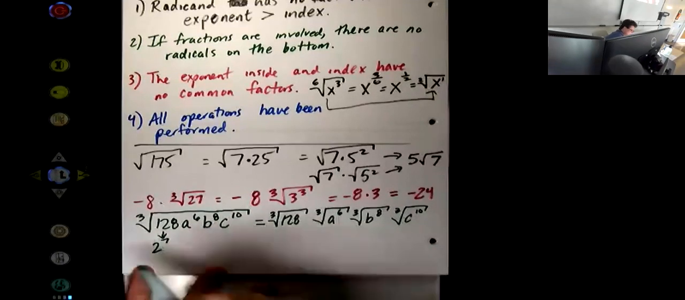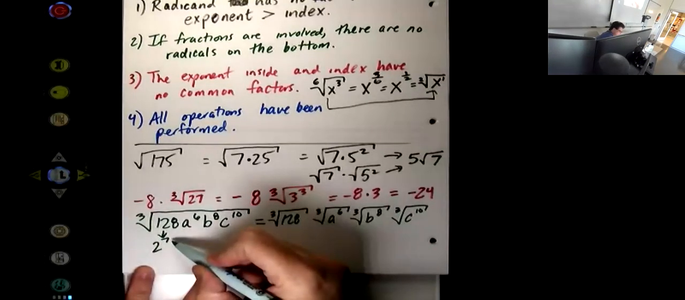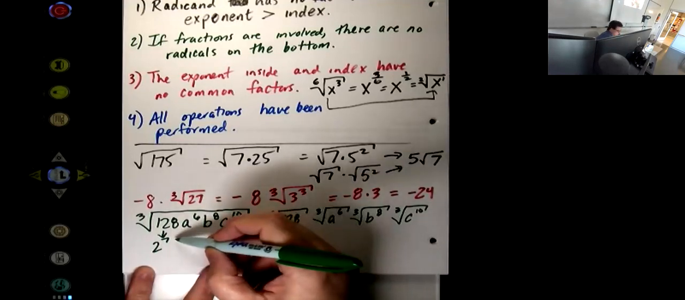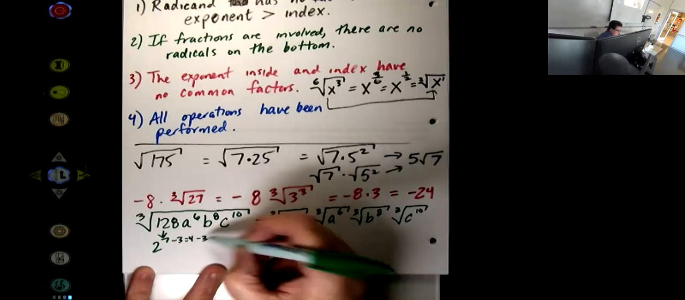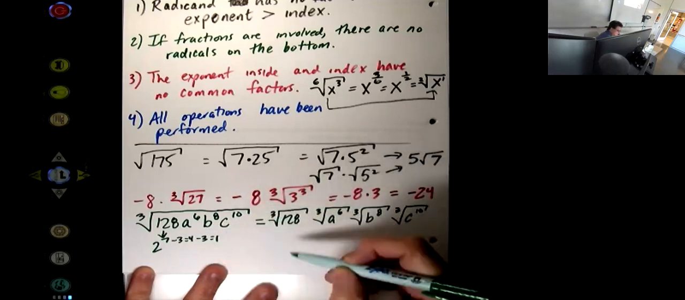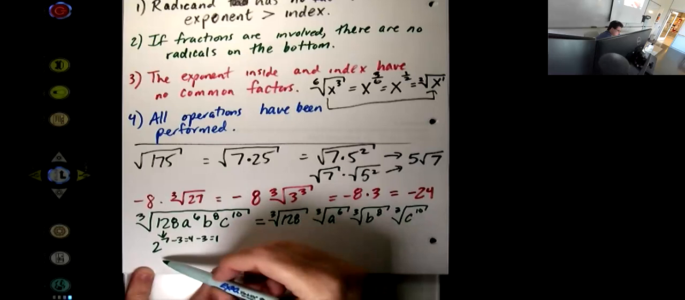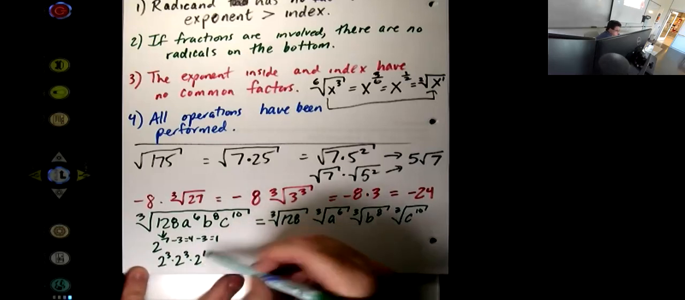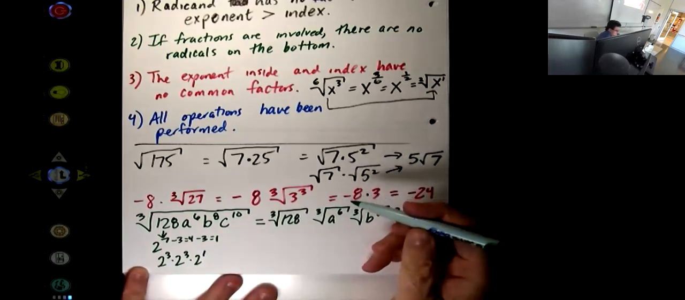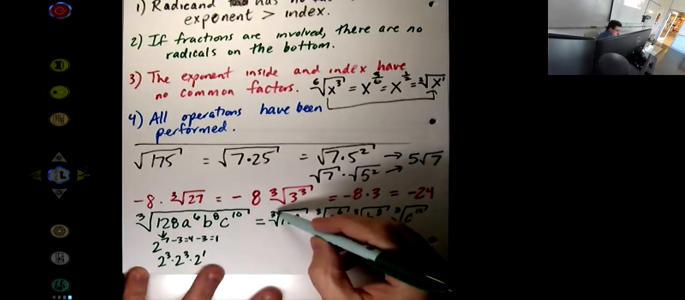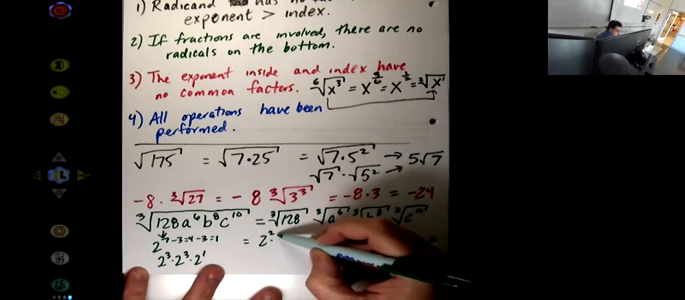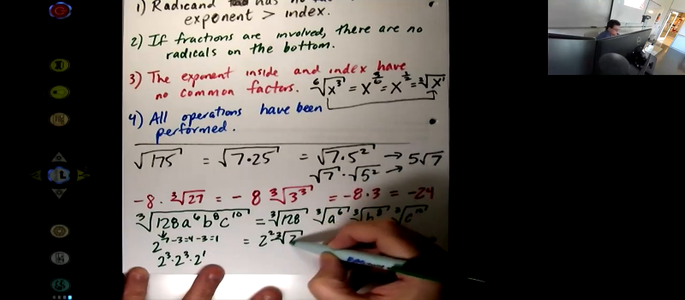So I have 2 to the 7th power. How many times can I subtract 3 before I can't anymore? I can do minus 3, which gets me a 4, and I can do minus another 3, which gets me to a 1. Which means this is 2 cubed times 2 cubed times 2 to the 1st power. Which means I've got a 3 index, I can pull 2 2s out. And it leaves behind 1 2 inside.